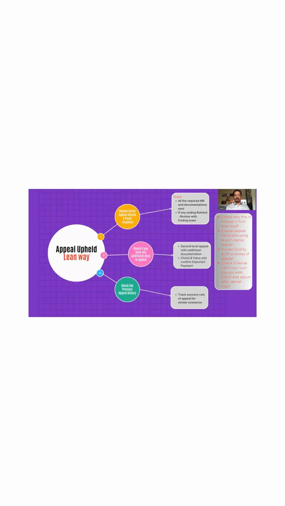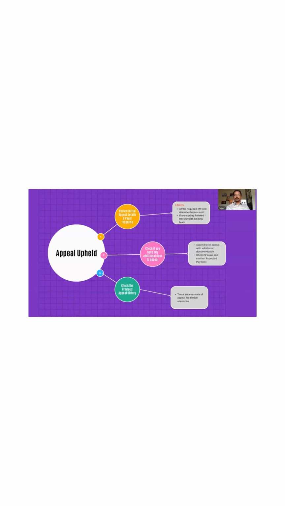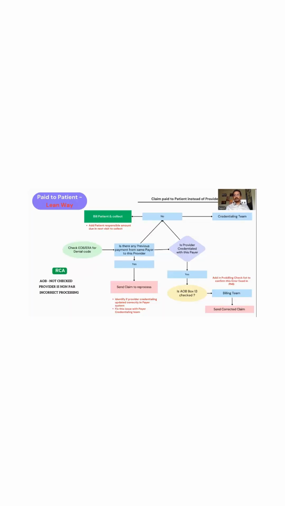These are the two different denials we covered today. One is appeal upheld and how we can improve it. The next one is paid to patient with the RCA. What is that problem?